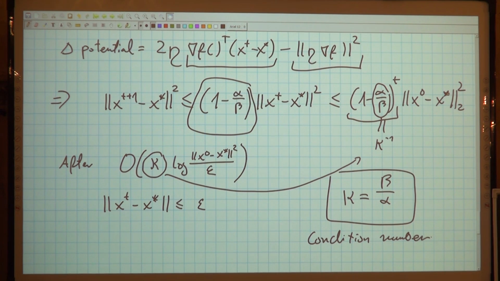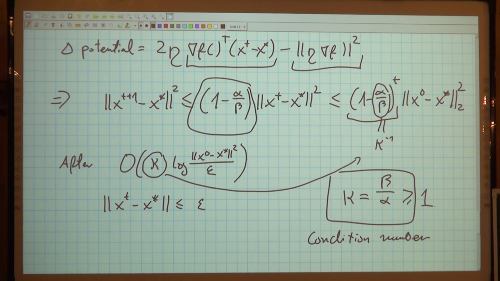And it essentially tells me the ratio of... beta is always larger than alpha, so this is always greater or equal to 1. And this number just tells me, locally, how well I can approximate my function from below and above by a quadratic. So in particular, if the function was just a quadratic, this would be 1, and you would have a very quick convergence.